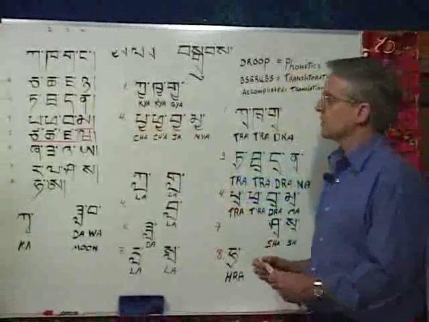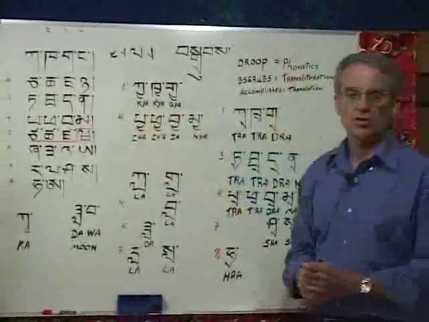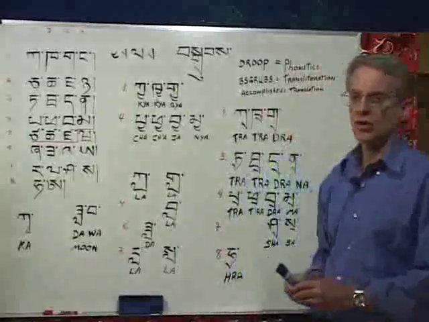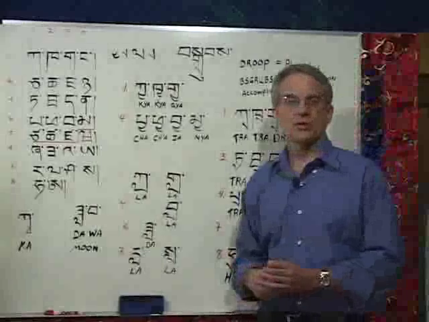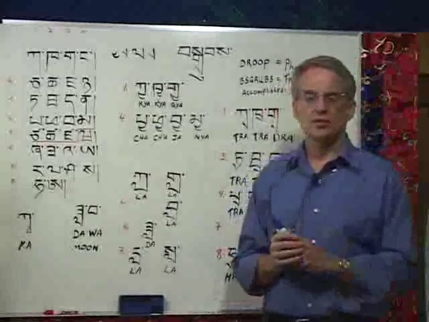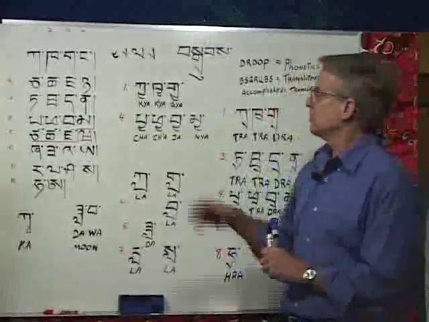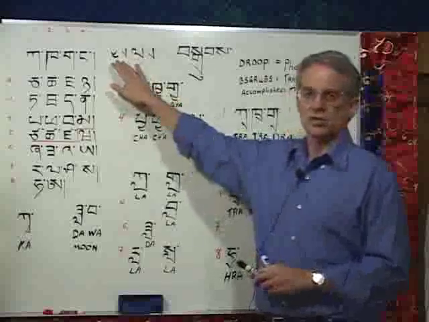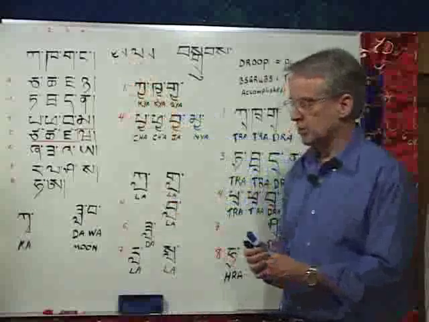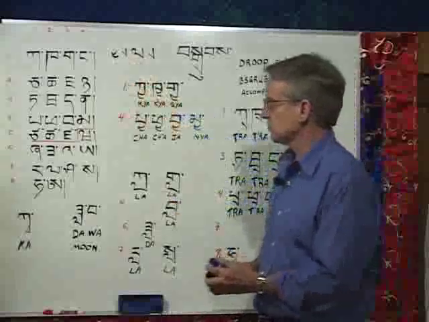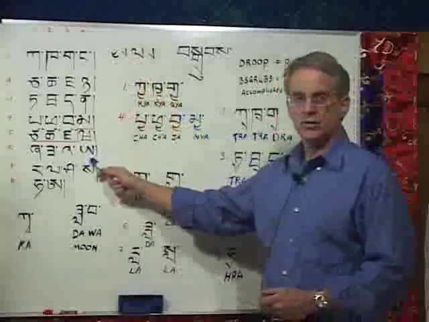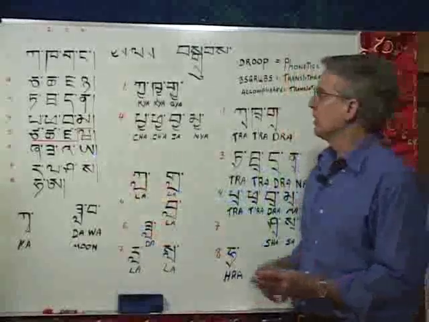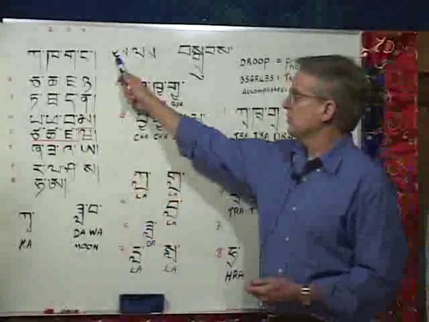Now the 4 letters that can be subscribed are Ya, Ra, La, and Wa. When they're subscribed, they're written in an abbreviated form. So here we have what we call a Yata, which is a subscribed Ya. So the Tibetan letter Ya, here the 4th letter in the 6th row, when it is subscribed beneath another letter, is written in this form here.